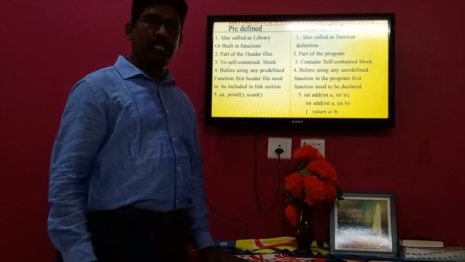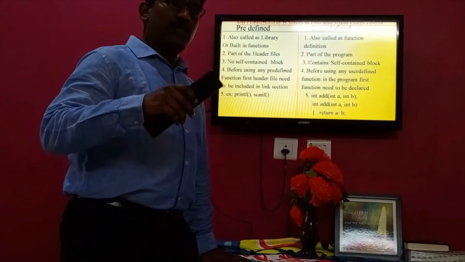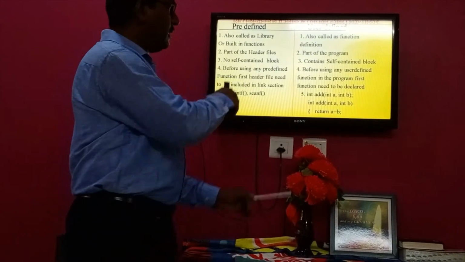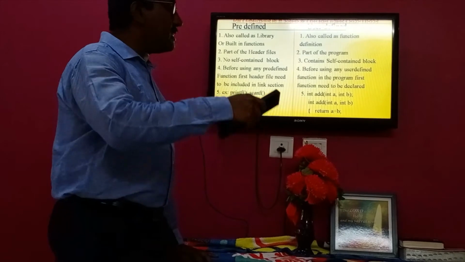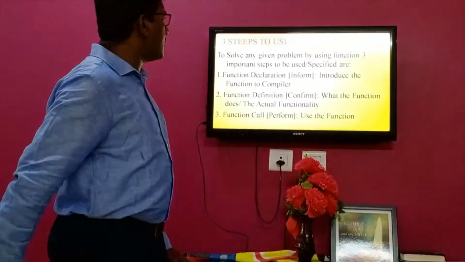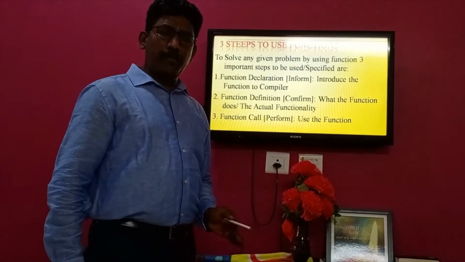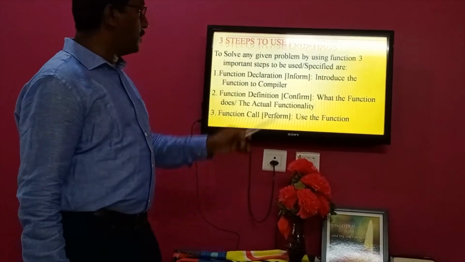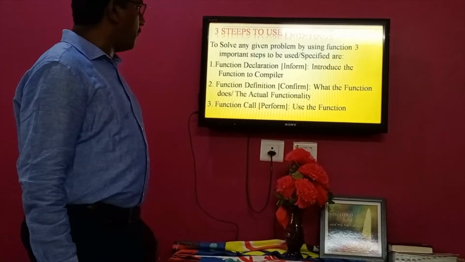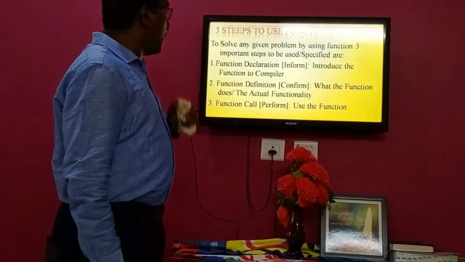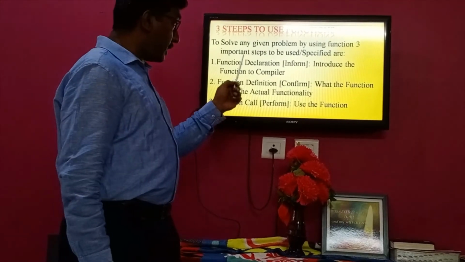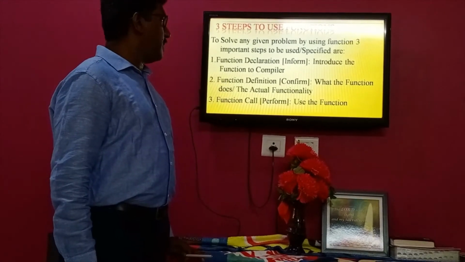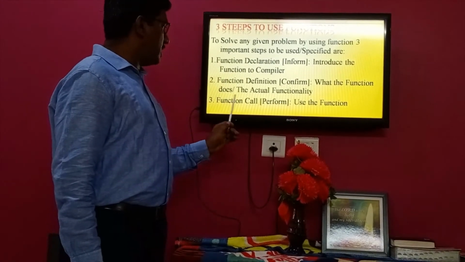Just like ordinary variables, int a and a is equal to 10. So before using that particular variable, that variable need to be informed to compiler. Like that, function also need to be declared, that is informed to compiler. Then next one is, if I want to solve any problem, I need to use three important steps. That is 3 steps to use functions. To solve any given problem by using functions, the 3 important steps need to be specified. Those steps are, first one is function declaration, second one is function definition, third one is function call.